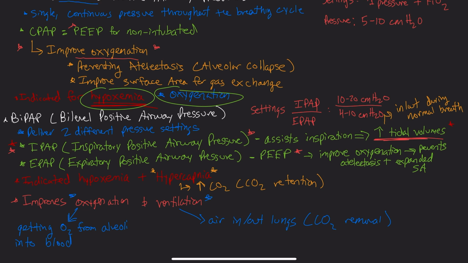So hypoxemia and hypercapnia. And like I said, the EPAP here, you could think of it just like PEEP and CPAP. It's improving oxygenation the exact same way. That's what we talked about: preventing alveolar collapse, expanding surface area, better gas exchange, better oxygenation. So that's just a quick overview of the differences of CPAP and BiPAP.